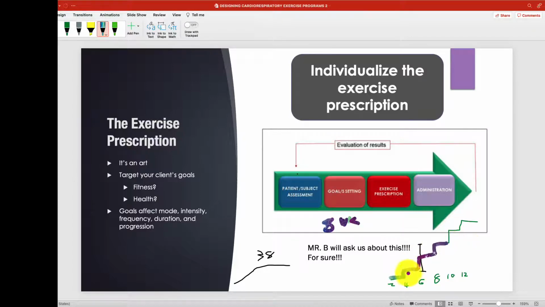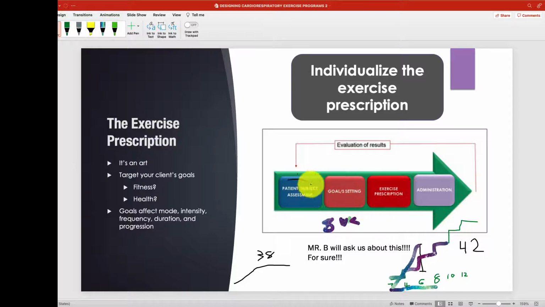So not only did they increase their time, right? They increased their time on the treadmill, but they also increased their intensity, which means they also more than likely, if they're able to increase their time and their intensity, they're also probably going to increase their VO2 score. So let's say we did it again and they got a 42 milliliters per kilogram of body weight.